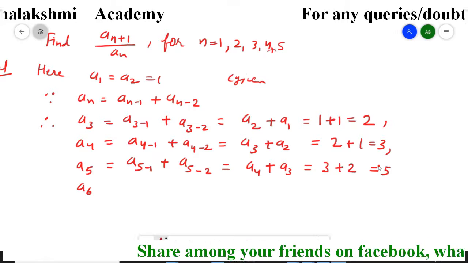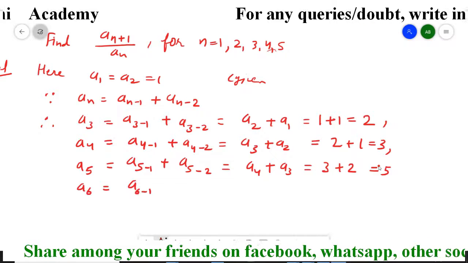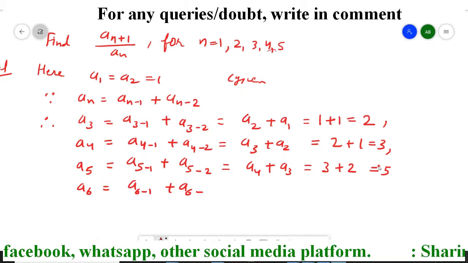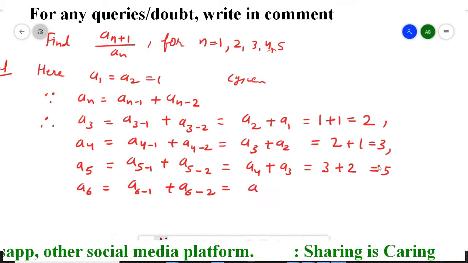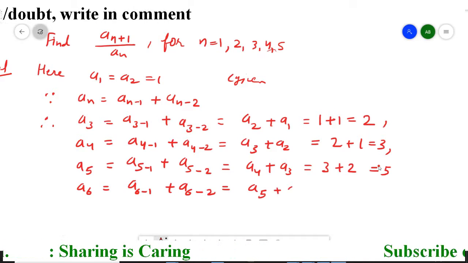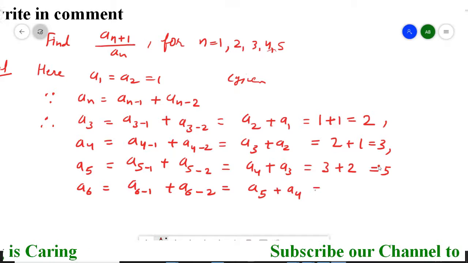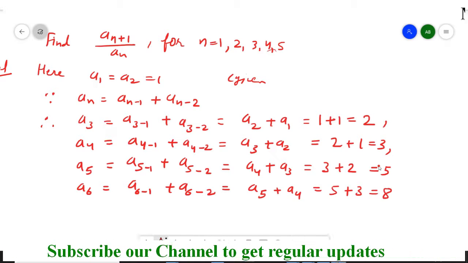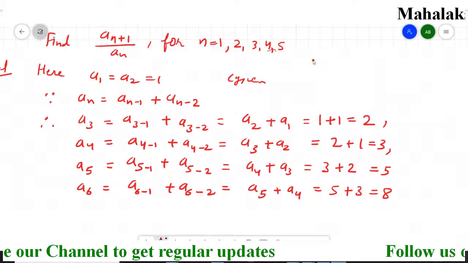Now we will get the sixth term also, that is a_{6-1} plus a_{6-2}. That will give us a5 plus a4. So a5 is 5 and a4 is 3. That will give us answer 8. Now we got all the 6 terms.